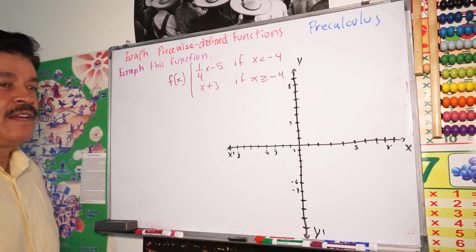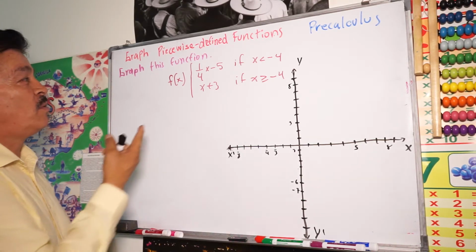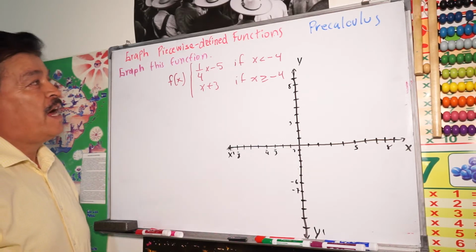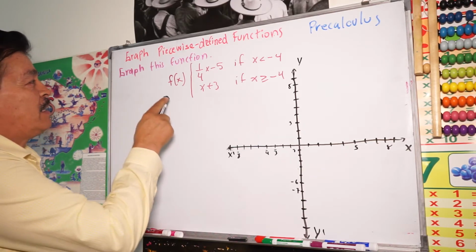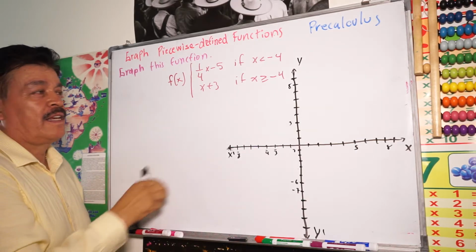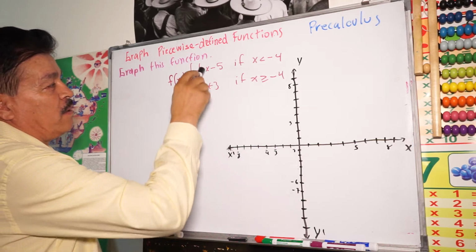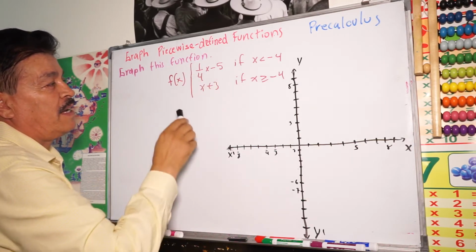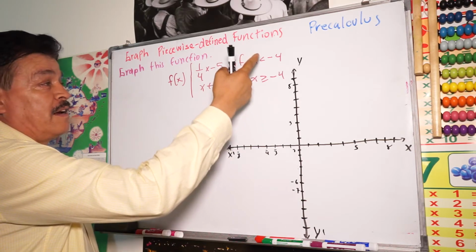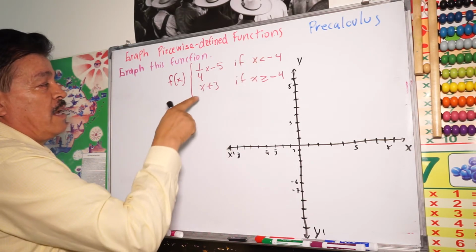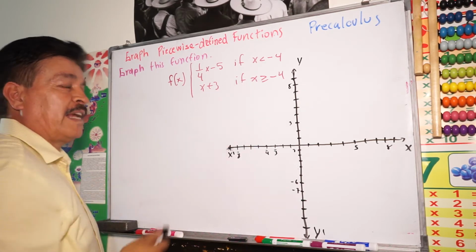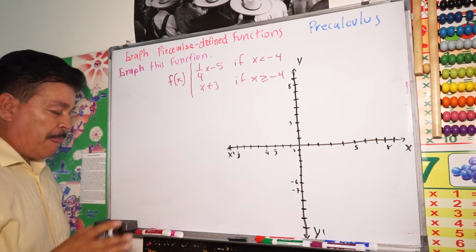The main idea, I'm going to show you how to solve these kinds of problems: graphing a piecewise defined function. We have this problem: graph this function f(x) = 1/4 x minus 5 if x is less than negative 4, and x plus 3 if x is greater than or equal to negative 4.